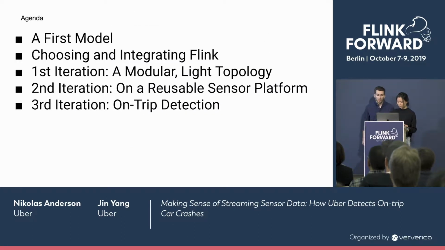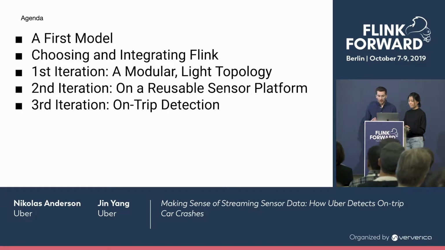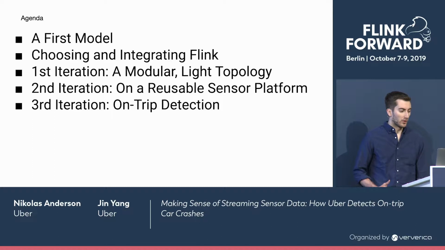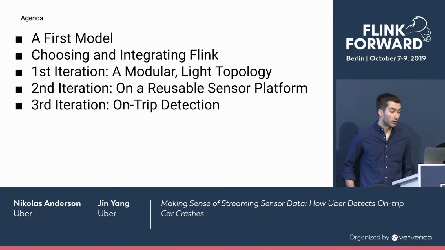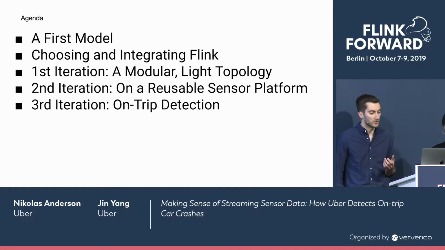So what will we be going over today? First, we'll introduce a model, our first iteration, for how we detect a crash on an Uber trip. Second, we'll explain why we chose Flink and how we integrated Flink into Uber's internal infrastructure. Then we'll walk you through 3 iterations of Uber's Flink crash detection pipeline.